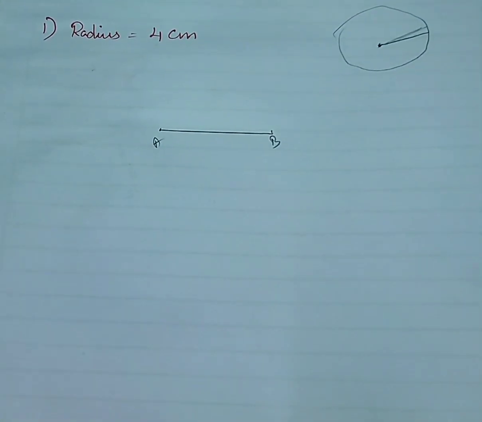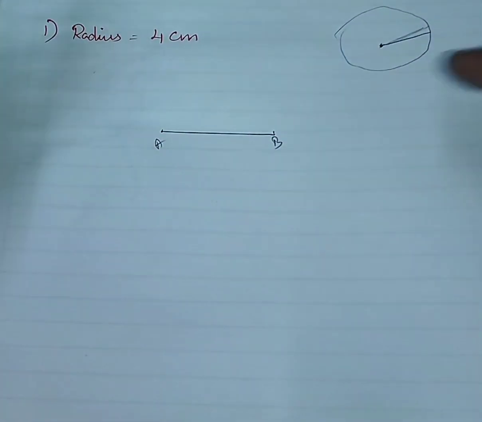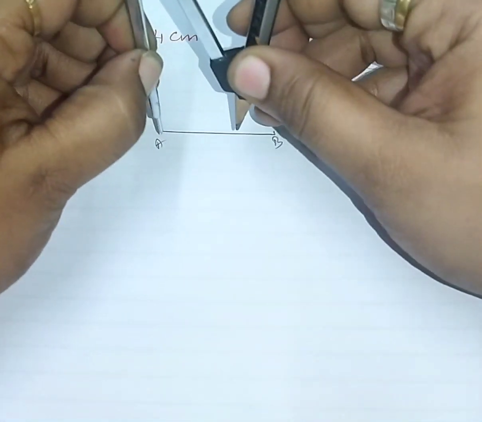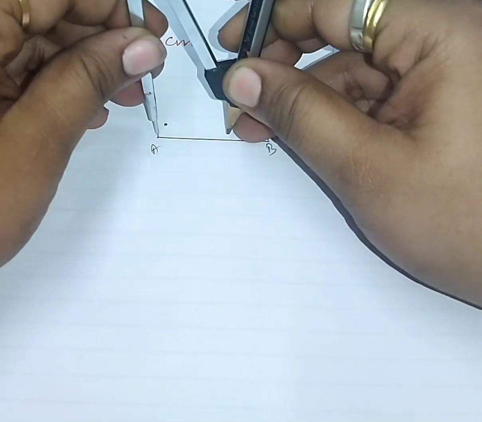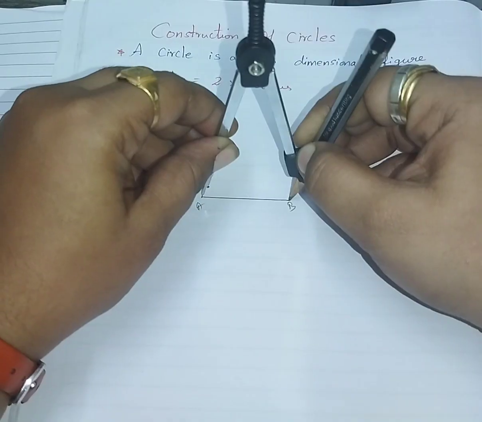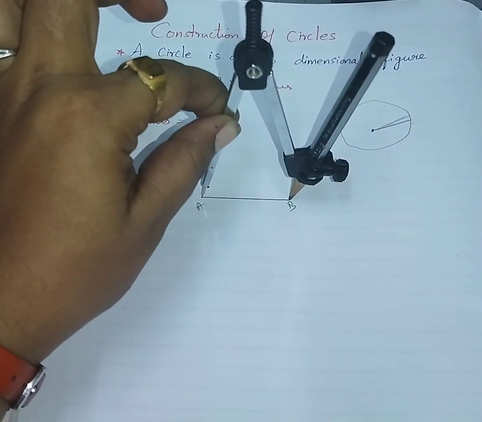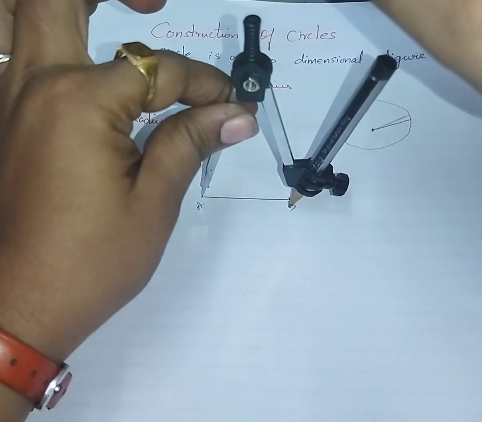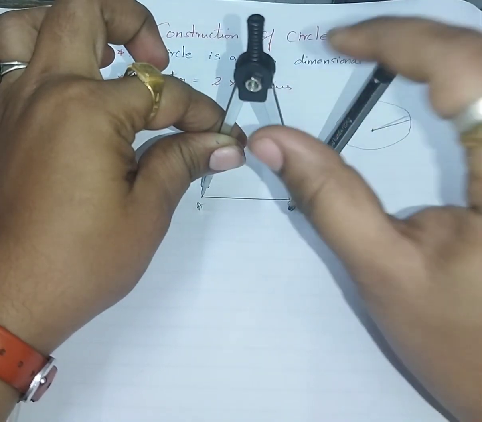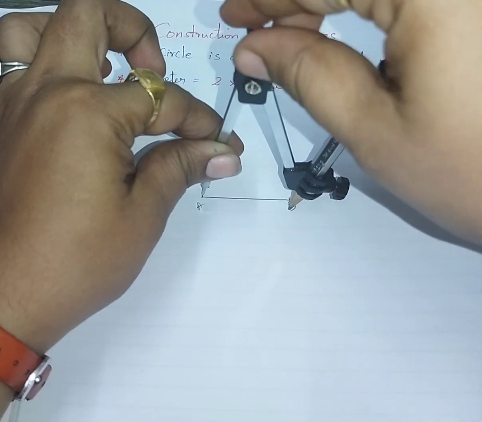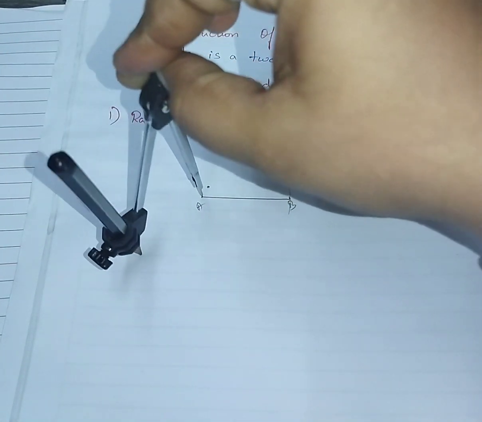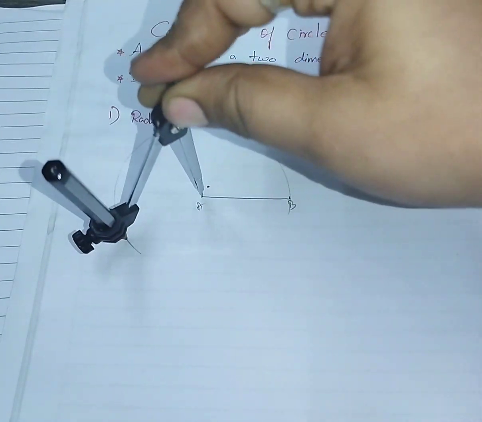Name it first. Then take your compass. Keep this A as a center. Place the fixed point there. Now extend the compass. Place it at B. Now kindly hold it here on the top. Don't hold it here, here like that. Kindly hold it on the top of this. Now just rotate it. That's it. Very simple.